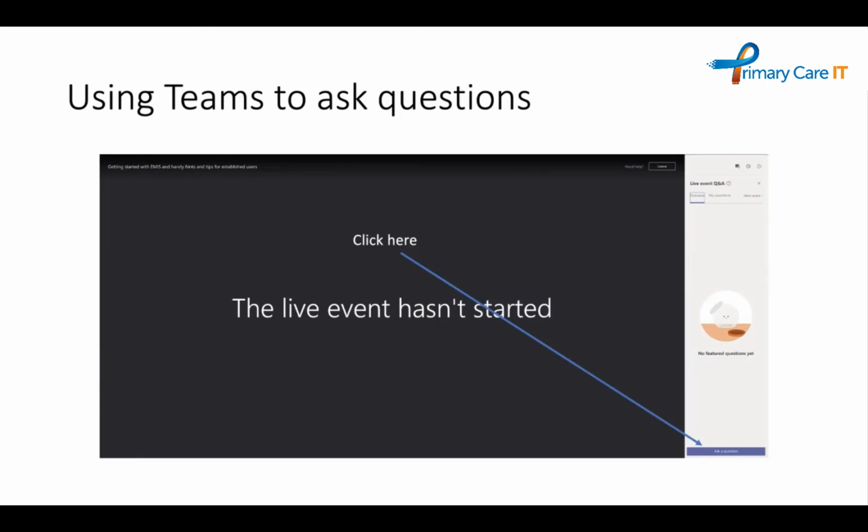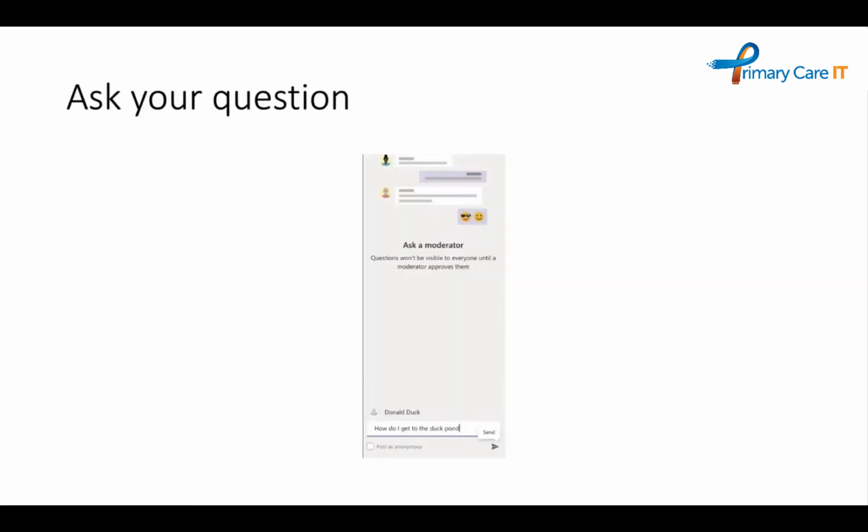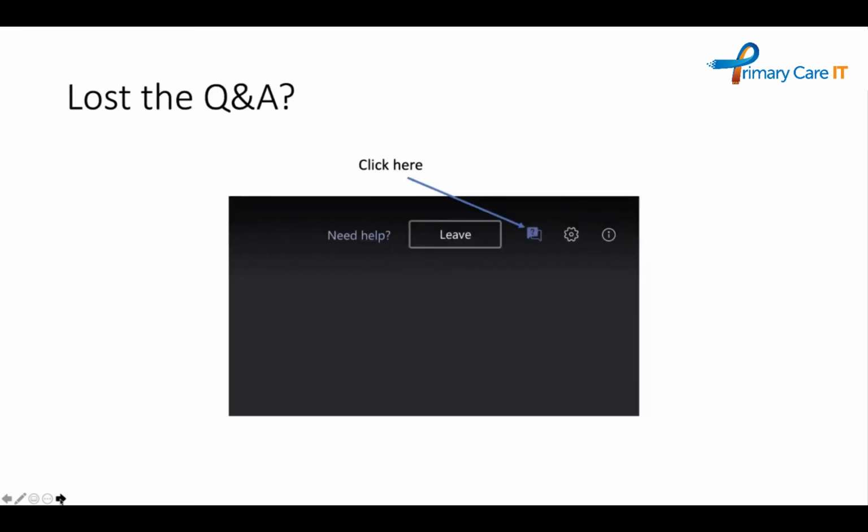You can use Teams to ask questions. If you've got a question, on the bottom right hand corner, you should have Ask a question. If you click on that purple button, that should take you through to a box that looks a bit like this. I was logged in as Donald Duck and I was asking how to get to the duck pond. In order to send that question, I just click on send here, and then that will come through to us. We'll then approve it, and then it will come through as a question on the webinar. If you've lost the Q&A, if you click on the purple little speech bubble with a question in the top right-hand corner, that should get you it back.